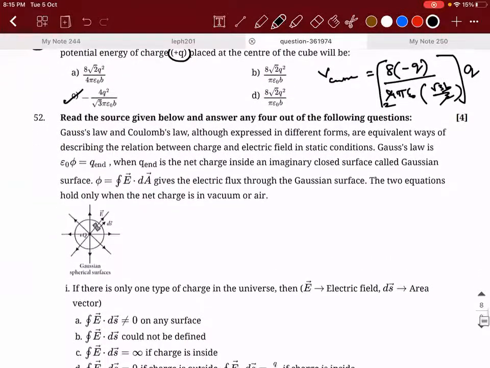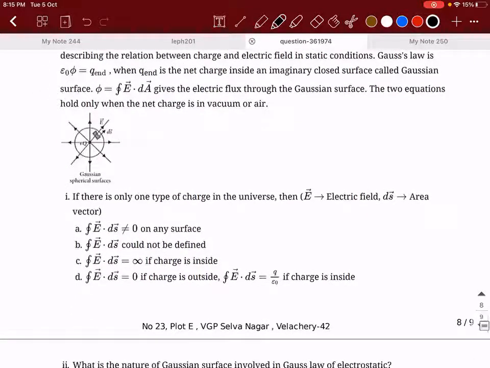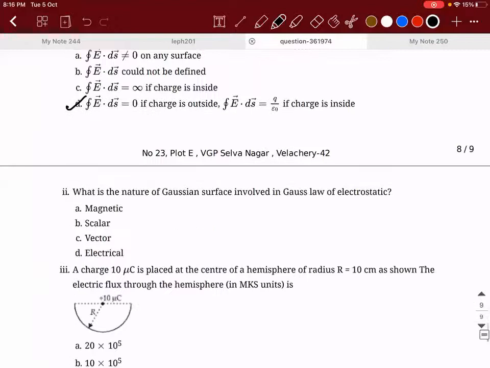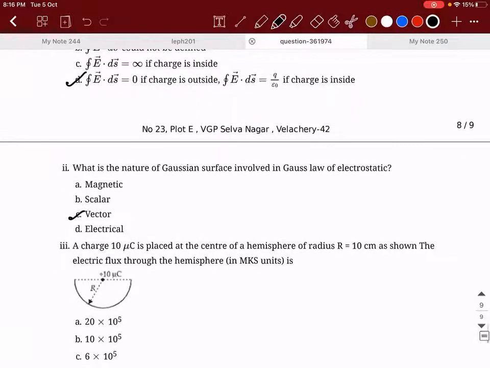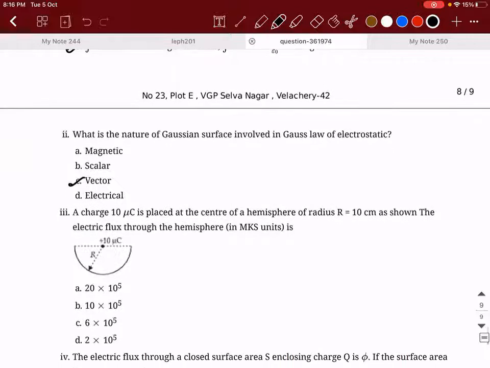Okay. So 52nd, what is the answer? Last question. Option D, sir. If there is only one type of charge in the universe, then electric field is zero if charge is outside. Correct. What is the nature of the Gaussian surface involved? It's a vector, sir. Because for the areal vector, you're taking a direction, right?